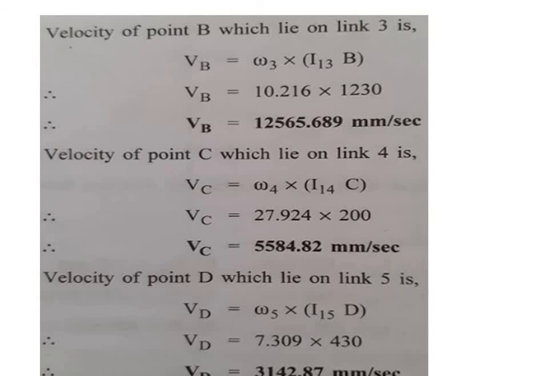In this way, by using the ICR method, you can find the linear velocity of any point and the angular velocity of any link in a mechanism. You can write your own formula by considering the ratio of angular velocities and by considering on which link the point is lying. Likewise, this is the method to find velocity by using the ICR method.